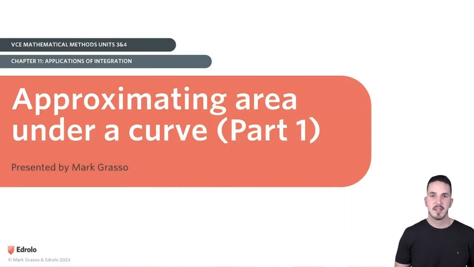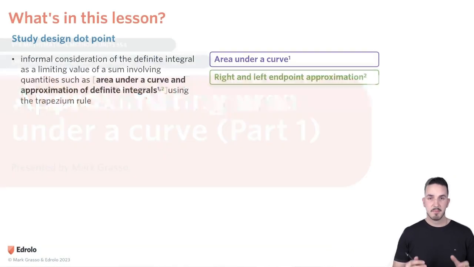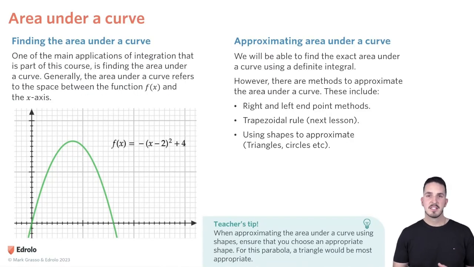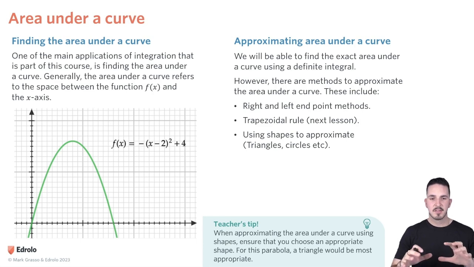So in this lesson, we'll be looking at approximating area under a curve. In particular, we'll be focusing on area under a curve using right and left endpoint approximation. One of the main applications of integration in this course is finding the area under a curve. Generally, the area under a curve refers to the space between the function f of x and the x-axis. Later on in this course, we'll be looking at the area between two curves and below the axis. But one of the main ideas of this lesson is just finding the area underneath the curve and the x-axis.